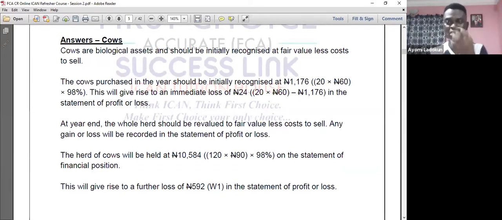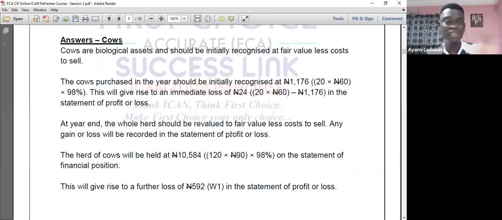Now, when it comes to agricultural produce, listen up. At the point of harvest. What does that mean? I go into my farm to harvest my maize, corn, cassava, or I go into my farmyard to harvest my fishes in the pond, or I want to milk my cow. As IAS 41 says, at the point of harvest, agricultural produce must be measured at fair value less cost to sell.